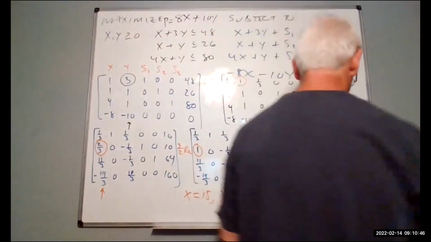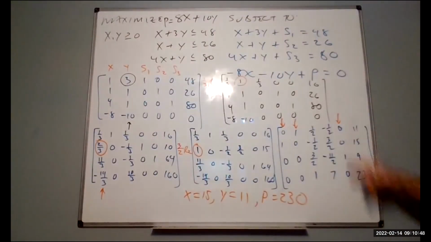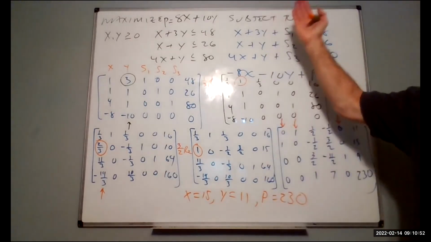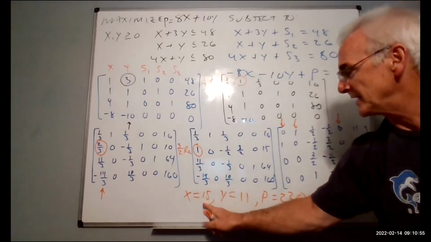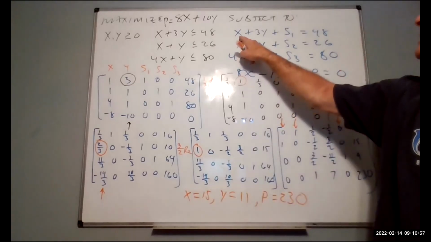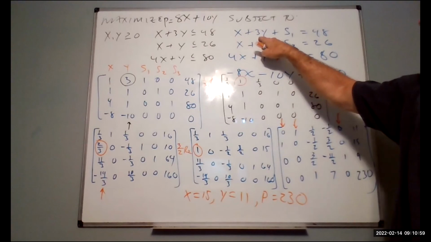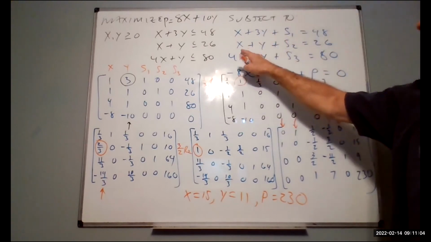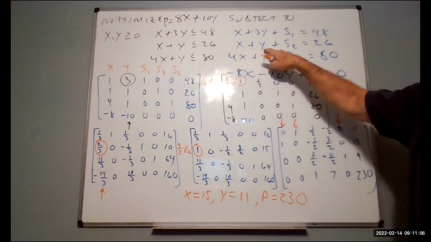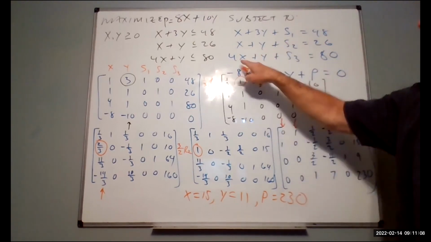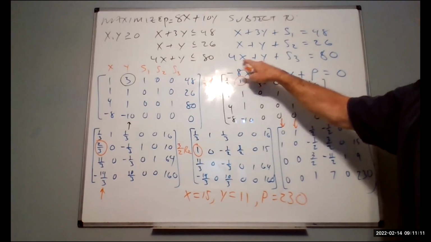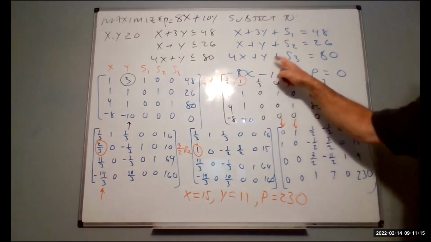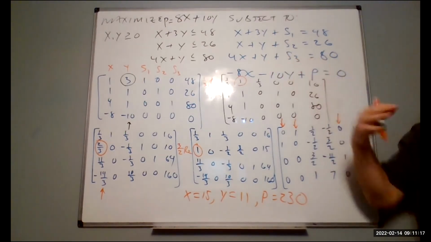Now, finally, how do I read this? Well, according to this, remember I have different restrictions along the way. If X is 15 and Y is 11, 15 plus 3 times 11 is in fact 48. I don't have any S1 left over. I used all of that resource. 15 plus 11 is 26. I used all of that resource. 4 times 15 plus 11, that's 71. Okay, if that's 71, that means whatever this resource was, there was 9 of it left over.